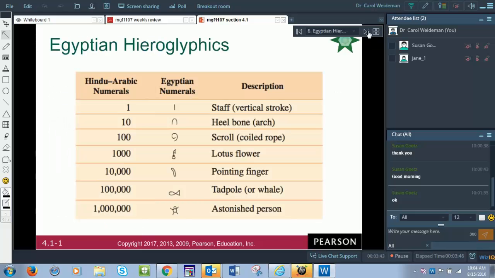And so here are the hieroglyphic symbols, and you want to keep these close by. I think when you're working the problems in MyMathLab, they actually have this little table in each problem. If you notice here, this is our system, called the Hindu-Arabic numeration system. Here are the numerals that the Egyptians used, and here is the word they used to describe each. This looks like a number 1 actually. They call that a staff, a heel bone, lotus flower, astonished person. These are the hieroglyphic symbols, and these are the equivalents in our numeration system.